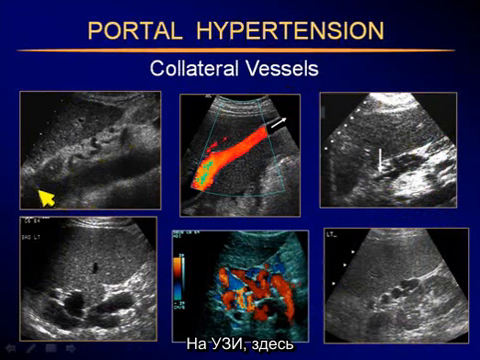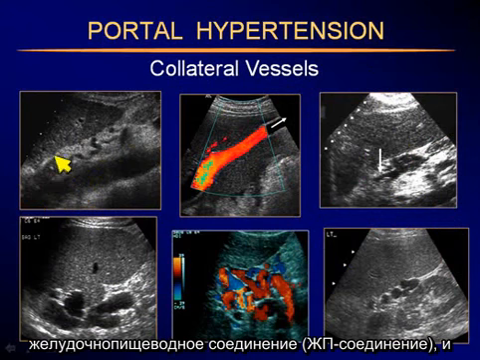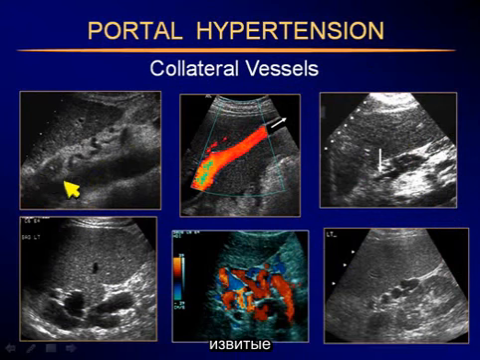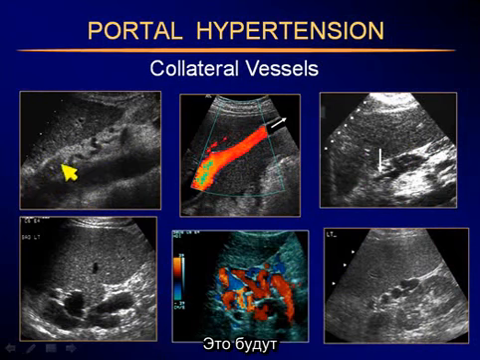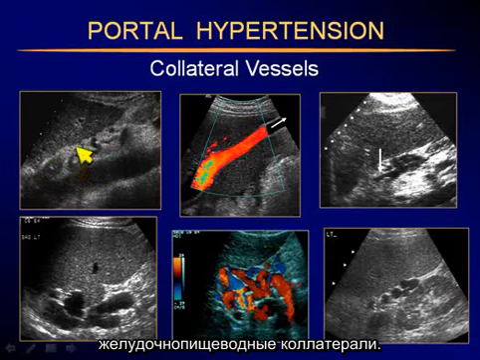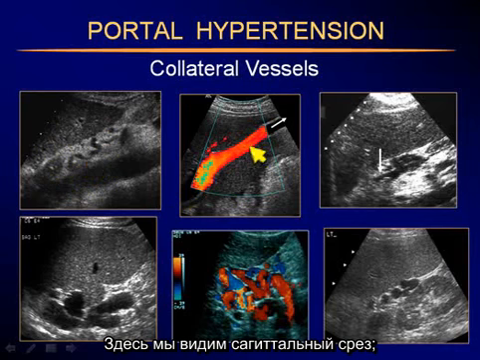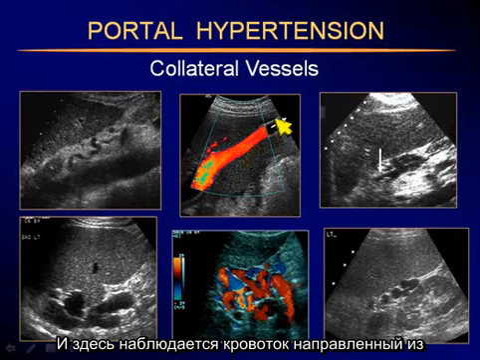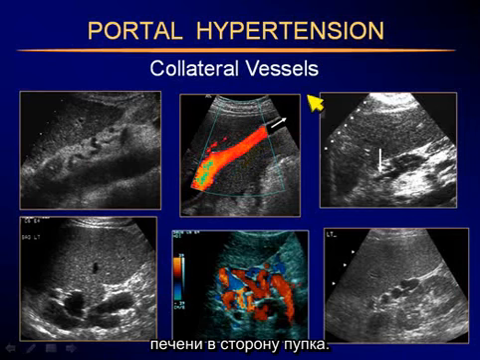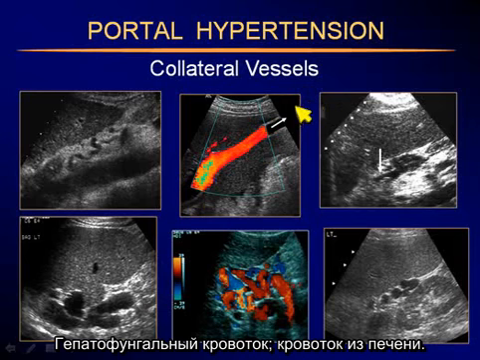On ultrasound, here is the aorta, the gastroesophageal junction, GE junction, and tortuous serpiginous vessels in the region. These would be the gastroesophageal collaterals. Here is a sagittal section through the recanalized umbilical vein, and it has flow heading out of the liver towards the umbilicus, hepatofugal flow out of the liver.